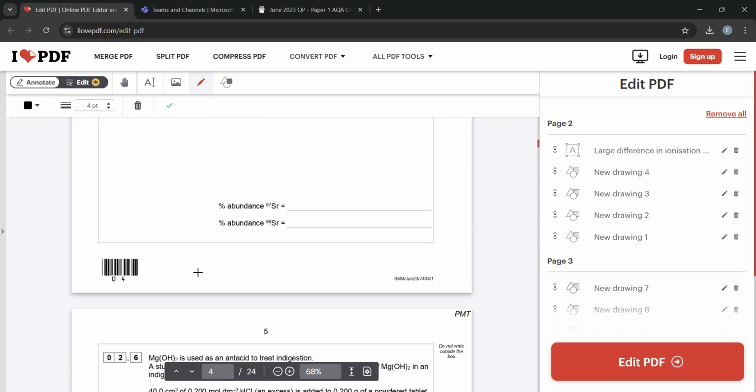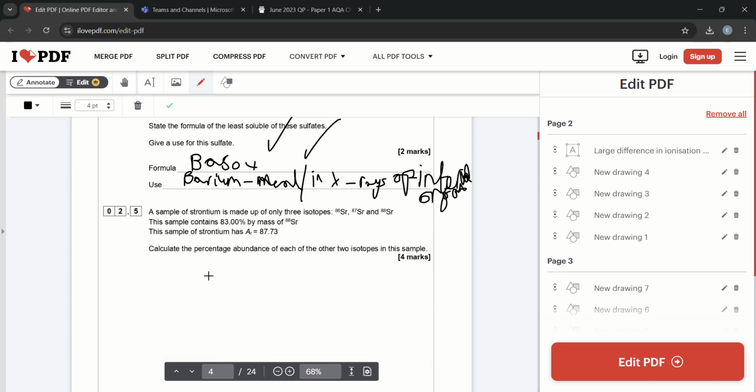2.5. A sample of strontium is made up of only 3 isotopes, 86, 87, 88. The sample contains 83% by mass of 88Sr. The sample of strontium has an Ar of 87.73. So 88 times 0.83.